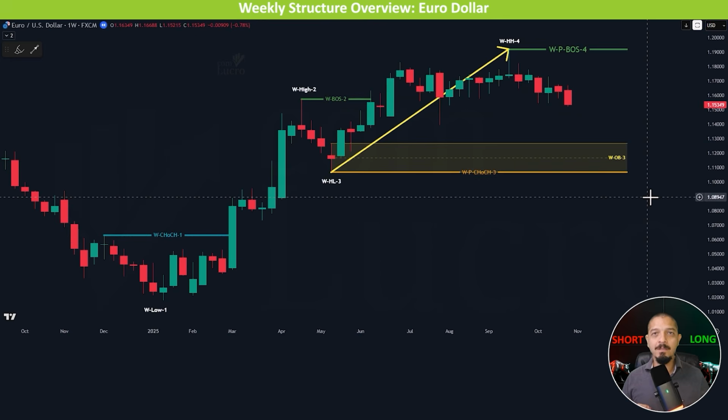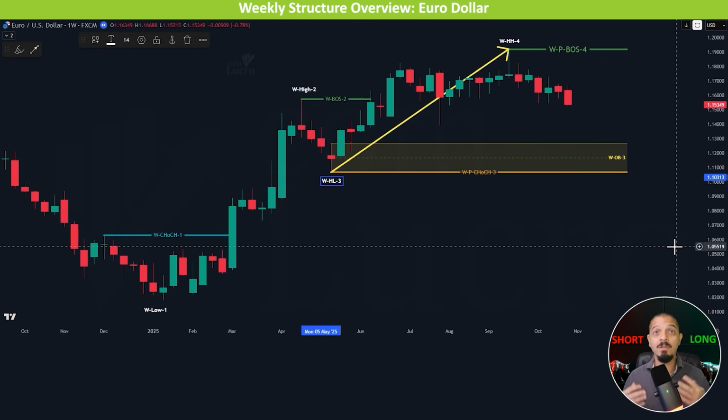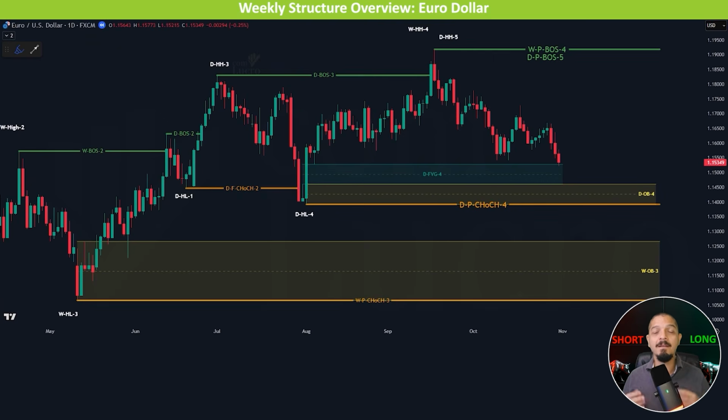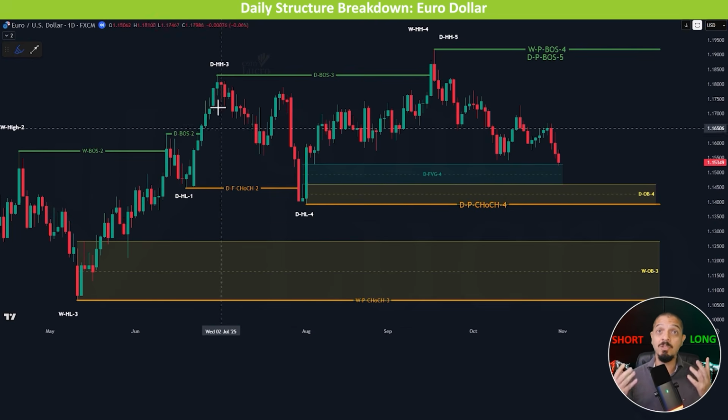With that in mind, the most important movement for our analysis is exactly this leg between the weekly higher low number 3 and the weekly higher high number 4. Since this is where the current retracement, the Fibonacci levels, and the potential structural shift are all developing. Now on the daily chart, we begin our analysis at the daily higher low number 1, the point where the market confirms short-term strength and begins building the internal structure that supports the larger weekly trend.